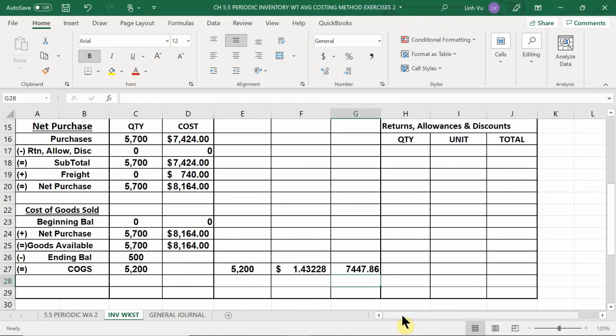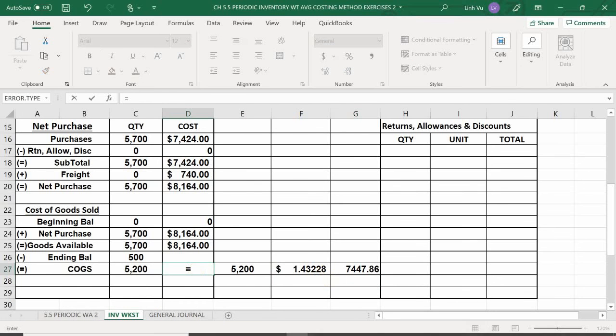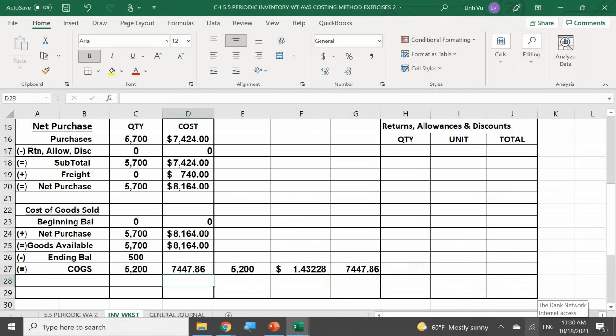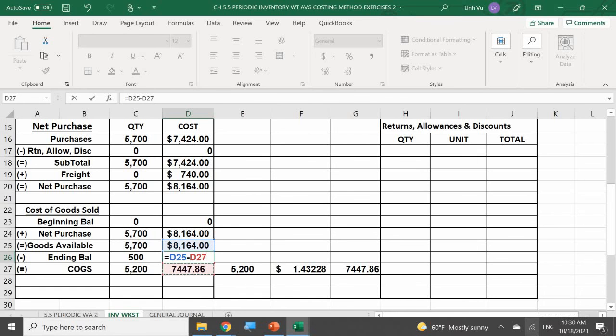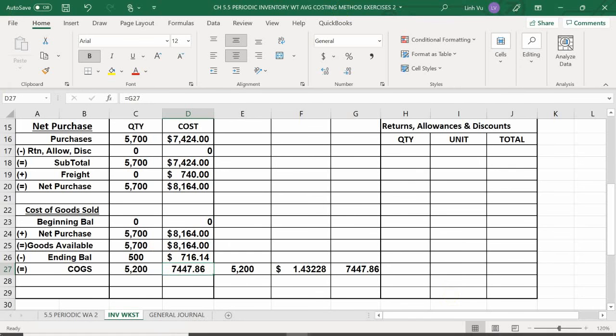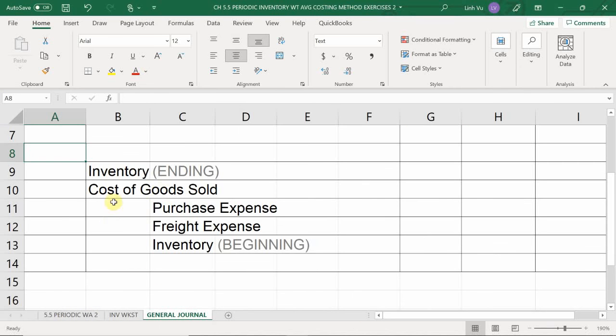So in this case, right, I sold a total of $7,447.86. So therefore, that should leave my ending balance to equal what? $716.14. 716.14. Okay. So once again, let's go ahead and complete the journal entry here.